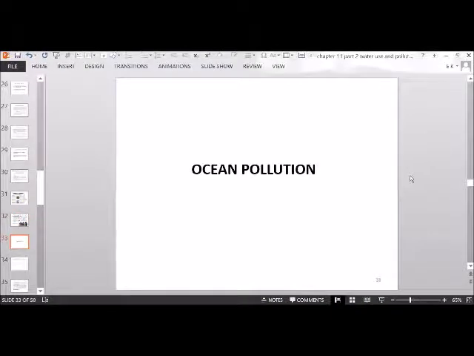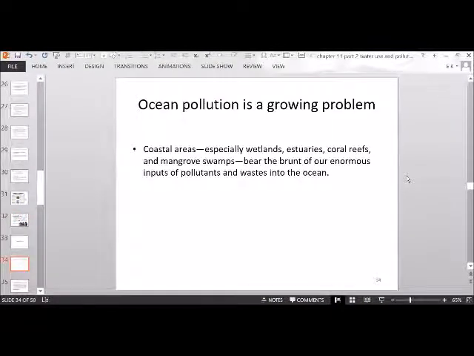Okay, so then we have ocean pollution. Ocean pollution is a significant problem in coastal areas, especially wetlands, estuaries, coral reefs, and mangrove swamps. The coastal areas are going to be the main areas of the ocean where you have the inputs of pollution and wastes going into the ocean. And that's because the pollutants are coming off of the land. So the coastal areas are going to be more affected.